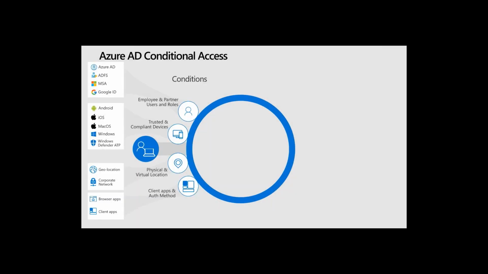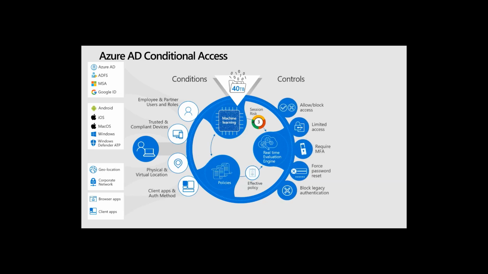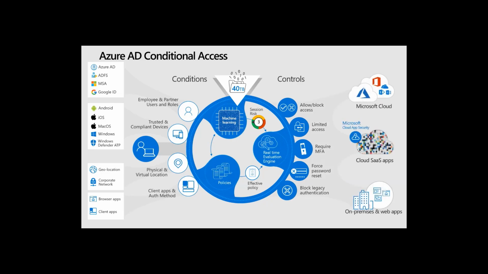It's important to understand what conditional access does. There's a little bit of machine learning in the back end, and it's done in real time. So it will evaluate your user's requests in real time. It has a scoring system on the session risk, and then it's either going to allow or block access. It will limit access as well.